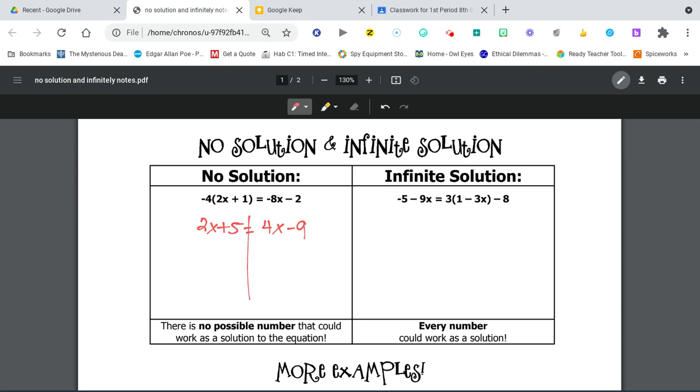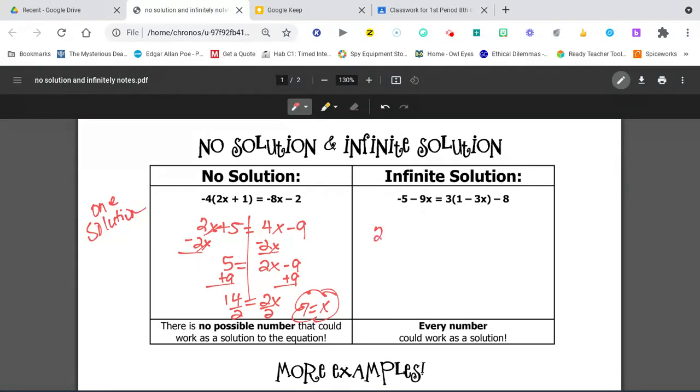Normally, for something like this, if I were to get rid of one of these variables, say the 2x, I would end up with 5 equals 2x minus 9, and then add 9 to both sides. I have 14 equals 2x. And when I divide both sides by 2, I'll just get an x of 7. So normally we end up with just one solution or one answer for each problem.